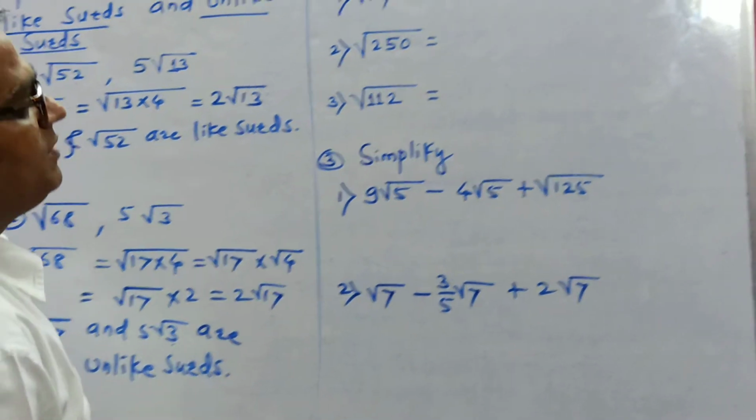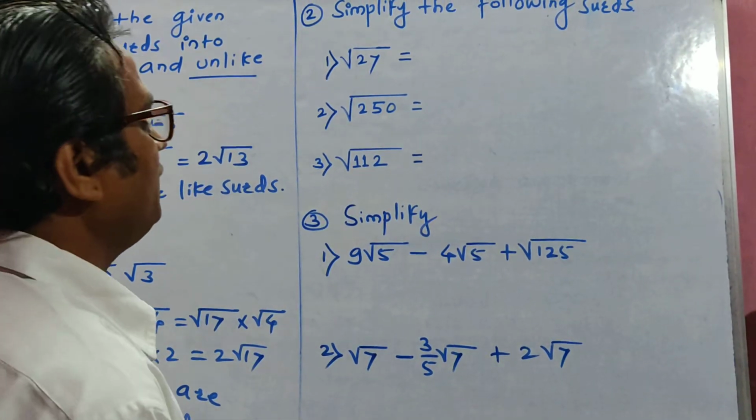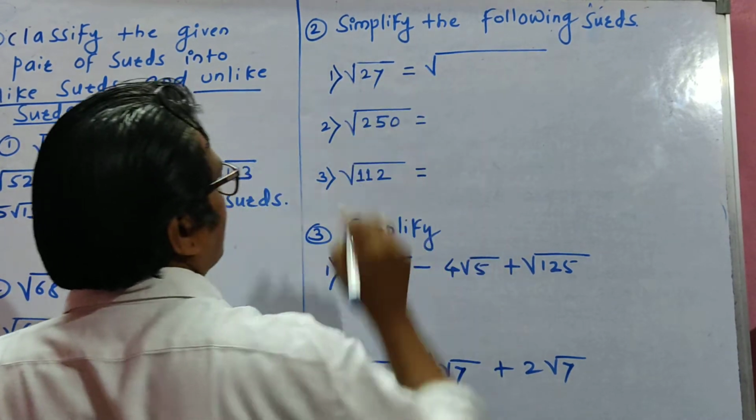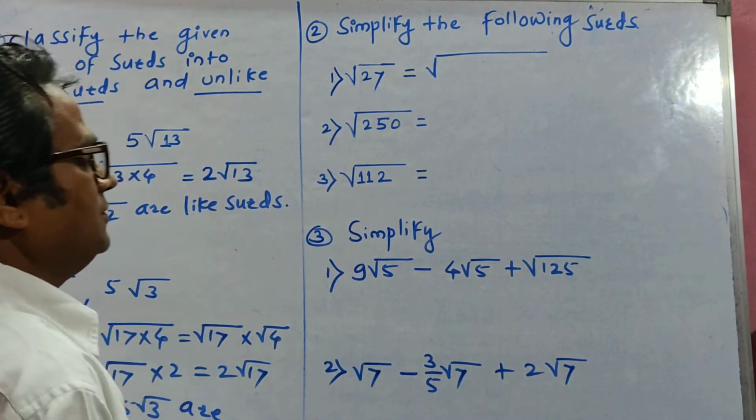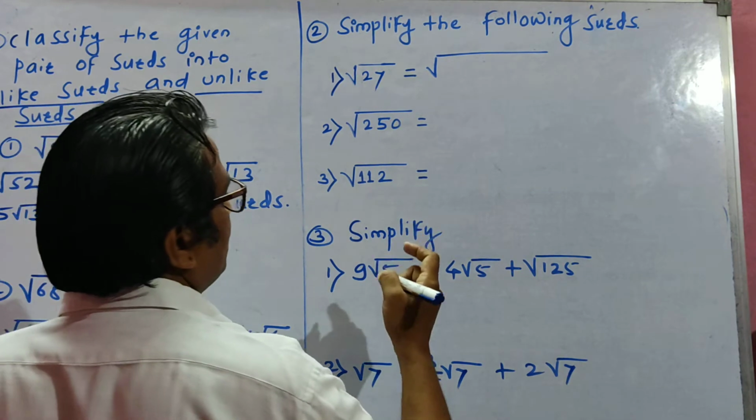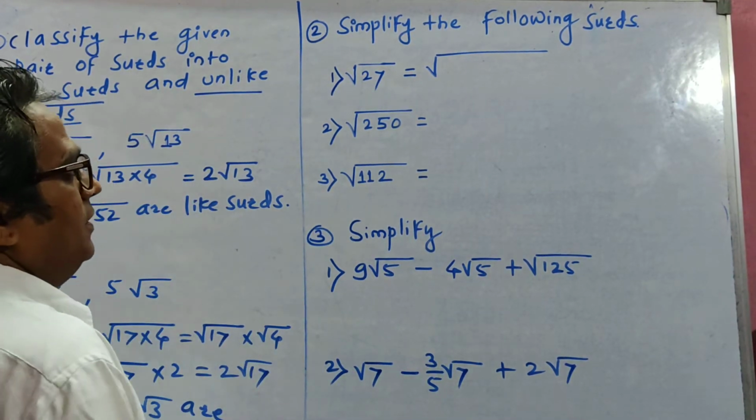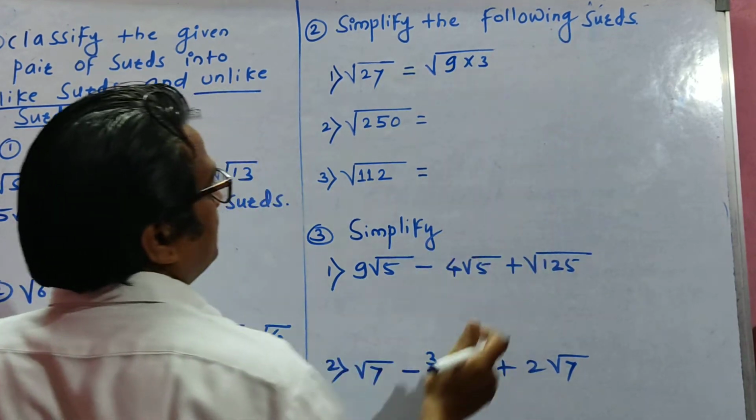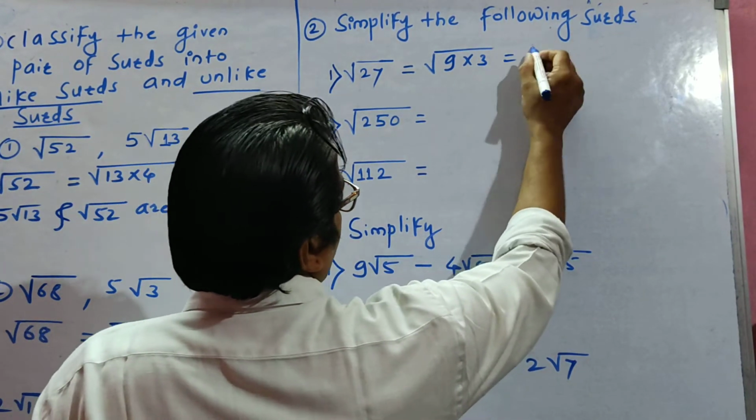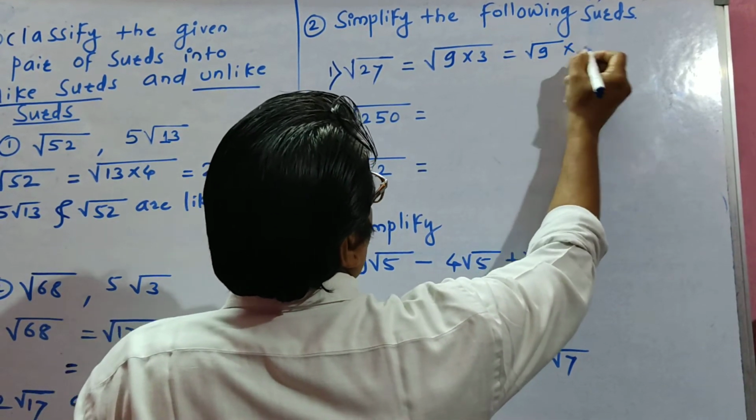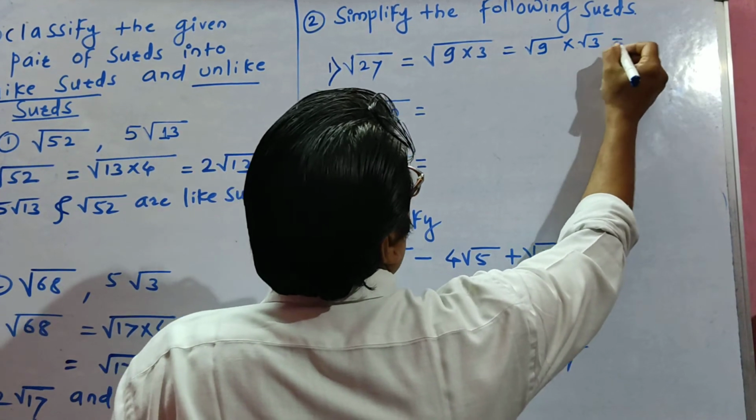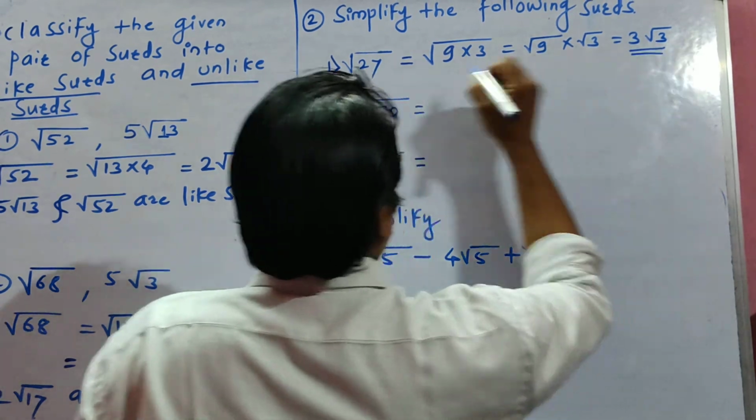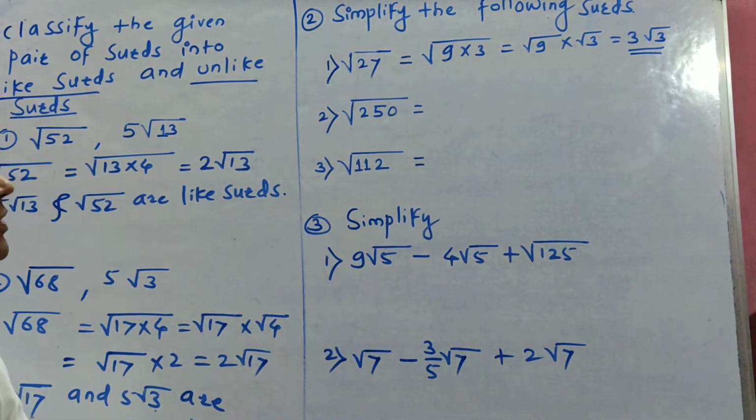Now next, simplify the following surds. We have to simplify. See the nearest squares. If it is a quadratic surd, we check squares; if it is a cube root, then we have to check the cube. Now you can write 9 threes are 27. Take 9 separately, root 9 into root 3. We will get 3 root 3. This is the simplified form of root 27.